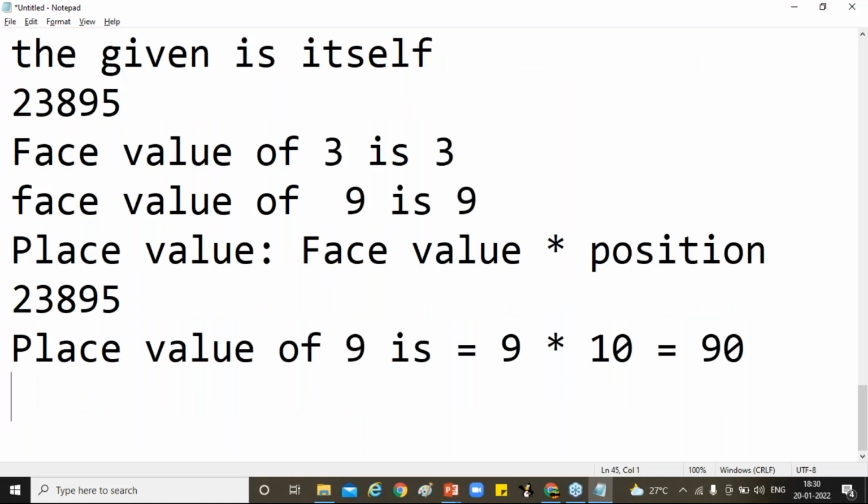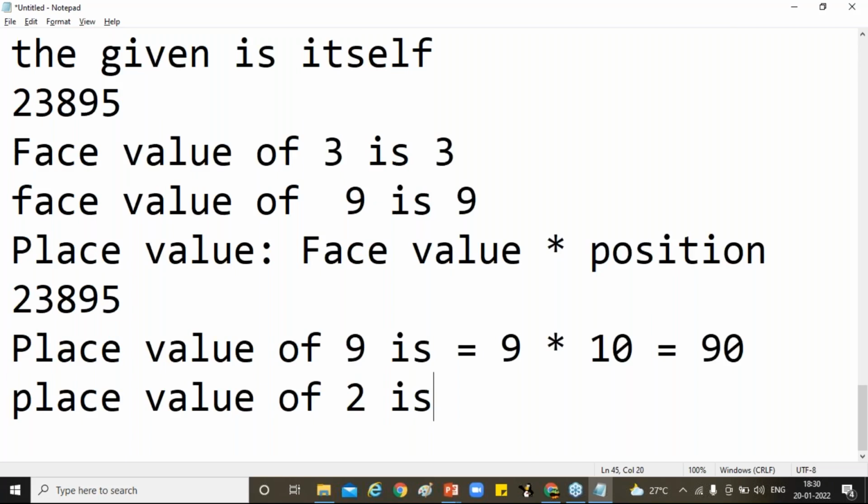If we take the place value of 2, it is 2 into its position, the 10,000s position, nothing but 10,000. So the value is 20,000. All of you understood? The face value of a digit in the given number is itself, but the place value of the digit is the face value into the position.